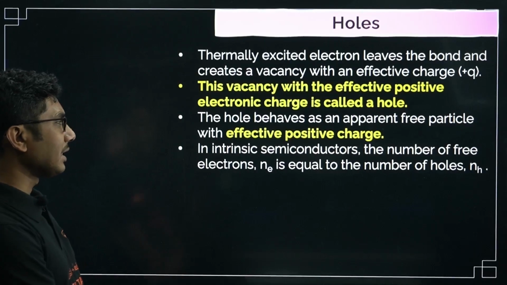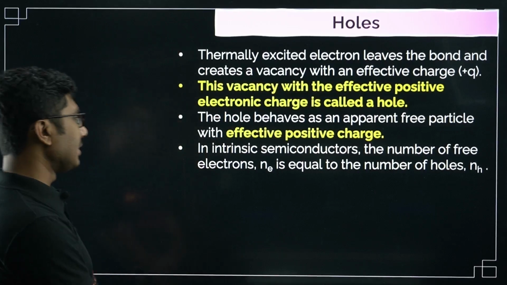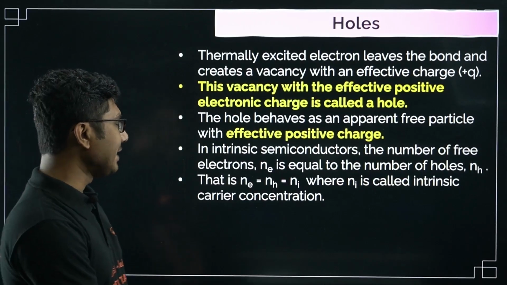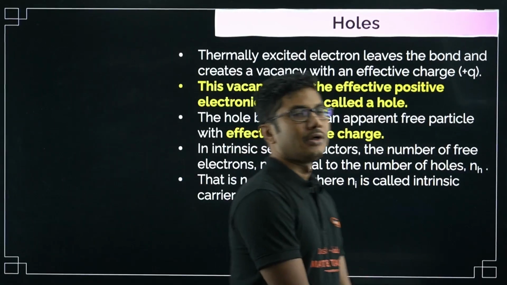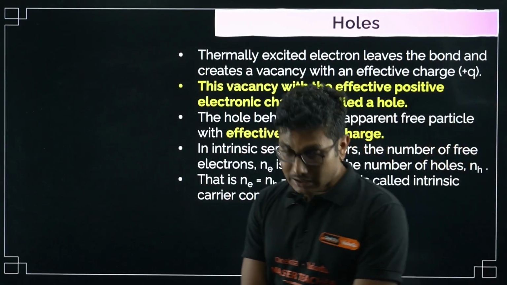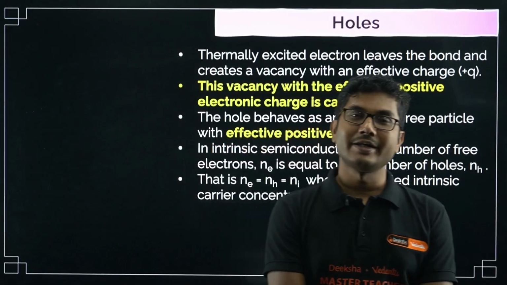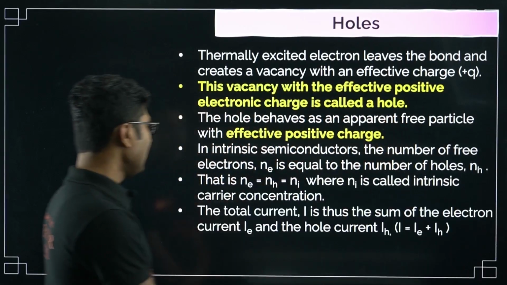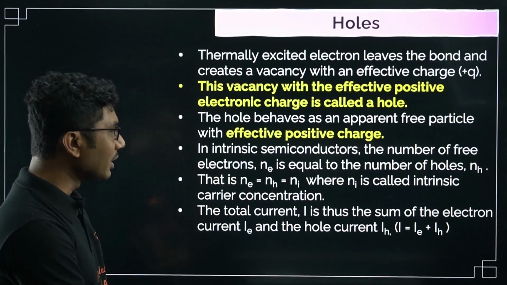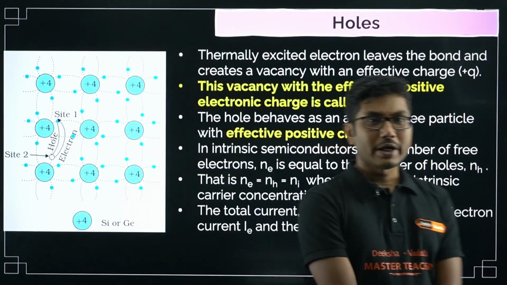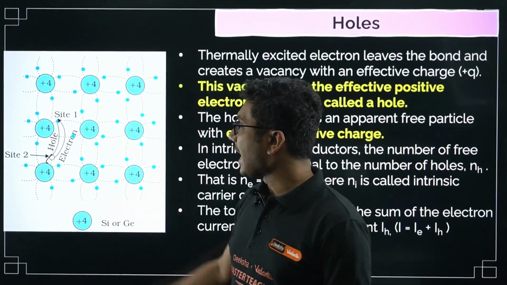In intrinsic semiconductors, the number of free electrons Ne is equal to the number of holes Nh, that is Ne = Nh = Ni, where Ni is called the intrinsic carrier concentration. We learn one formula based on that. There was a question on this in this year's PU exam, and maybe you will get one more question in your KCET exam as well. The total current I is the sum of the electron current Ie and the hole current Ih. Holes are basically formed when one electron leaves its place and leaves behind a hole.